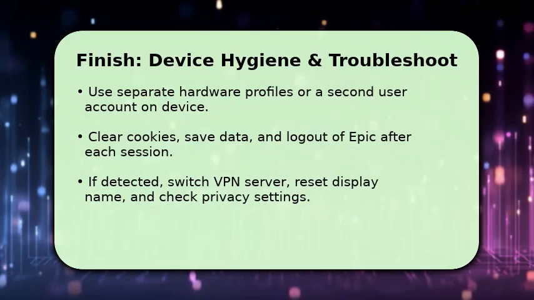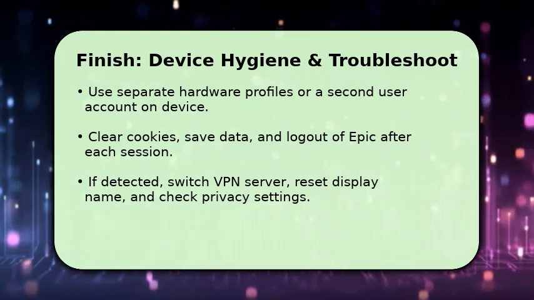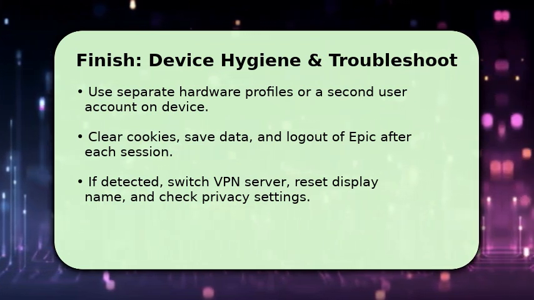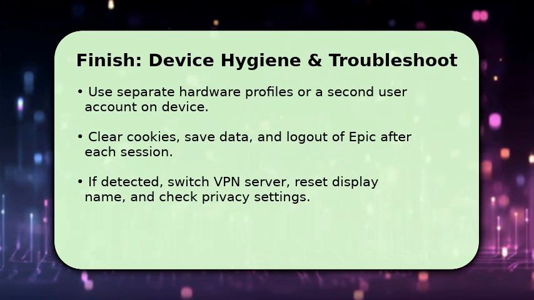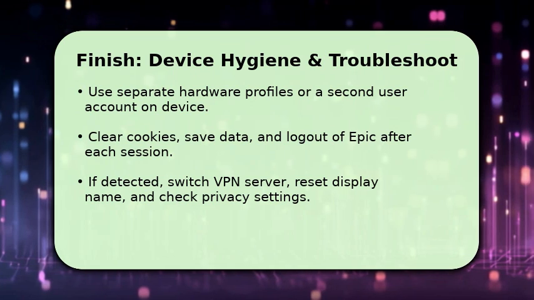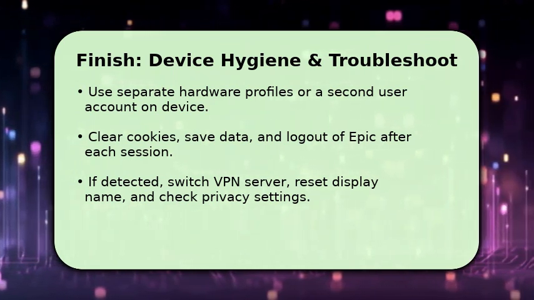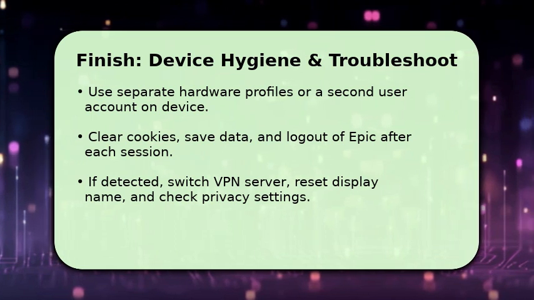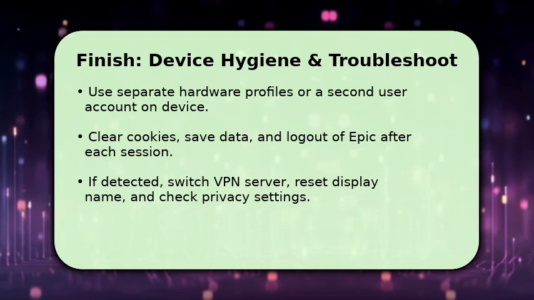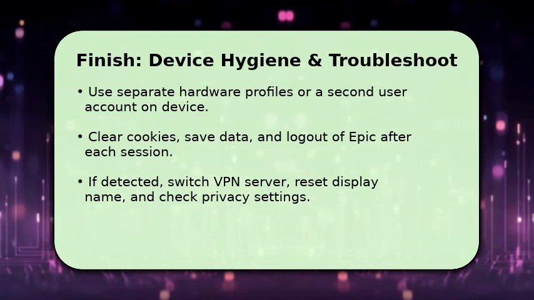To finish, maintain device hygiene. Play under a separate OS user or console profile and avoid saving credentials to shared devices. After each session, clear cookies and cache data, then fully log out of Epic Games and your platform account. This prevents accidental reconnection. If you notice identification or friends finding you, switch your VPN server, change the display name, and recheck all privacy toggles. If problems persist, revoke app permissions and recreate the account using a different burner email to restore anonymity.